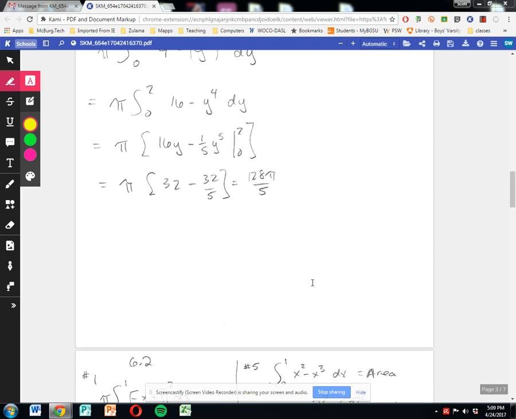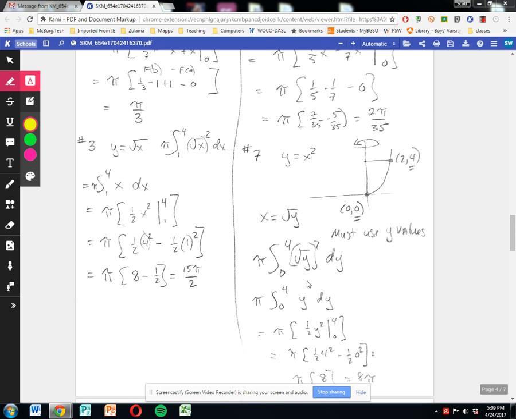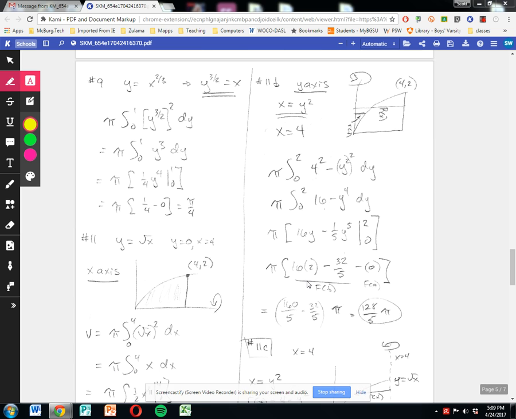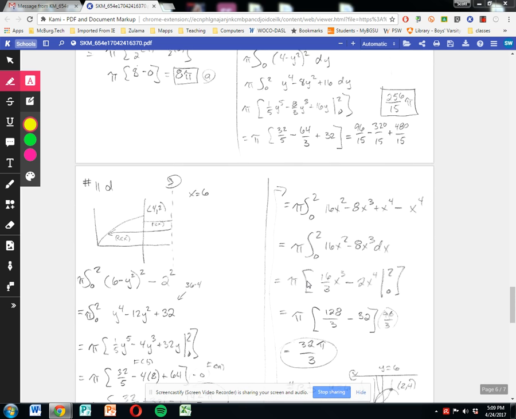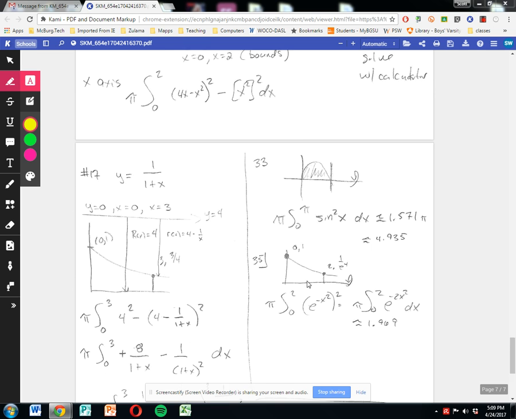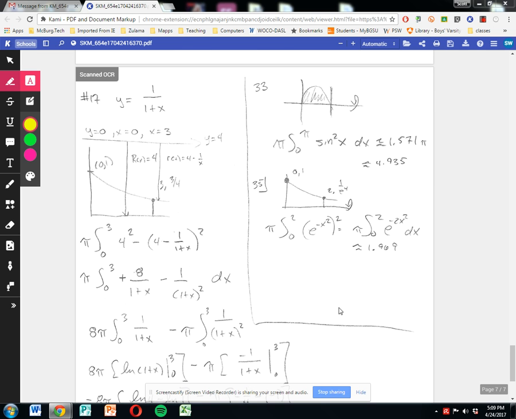That's good for the day. Homework follows. And we'll do a couple of calculator problems at the end where you just have to set it up and solve it in the calculator.